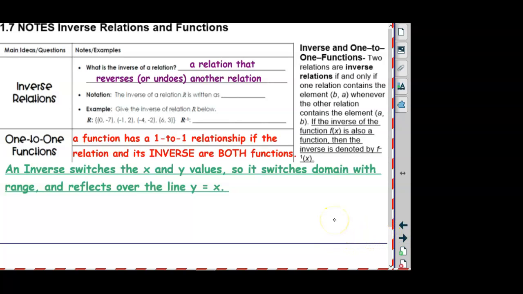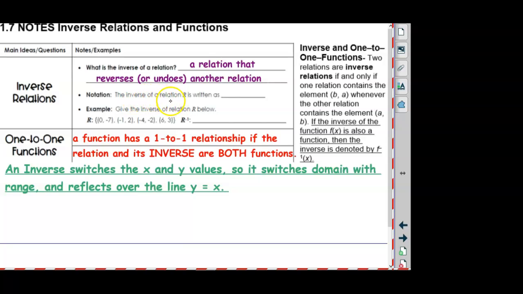Okay. I apologize that you have to do some writing here, and you can pick and choose how you word this in your own notes. But what is the inverse of a relation? It's a relation that reverses or undoes another relation. So if you had an equation that was x divided by 2, 2x would be the inverse. They would undo each other.